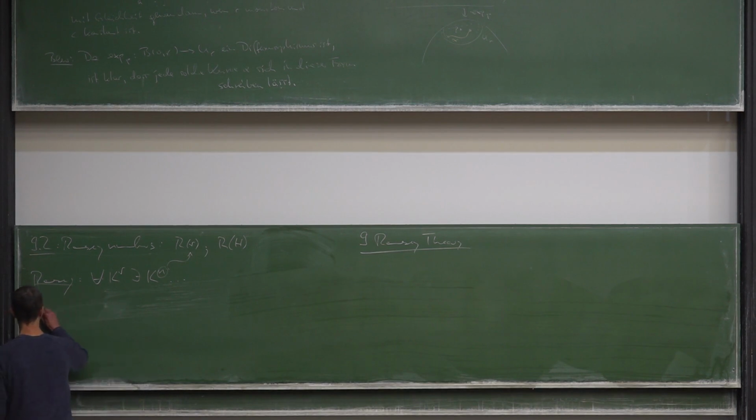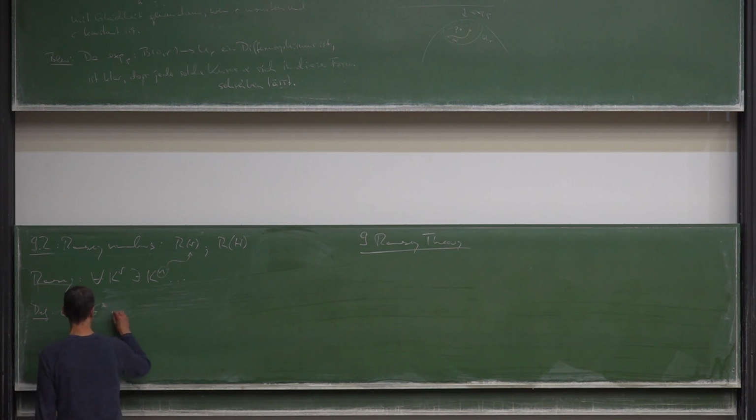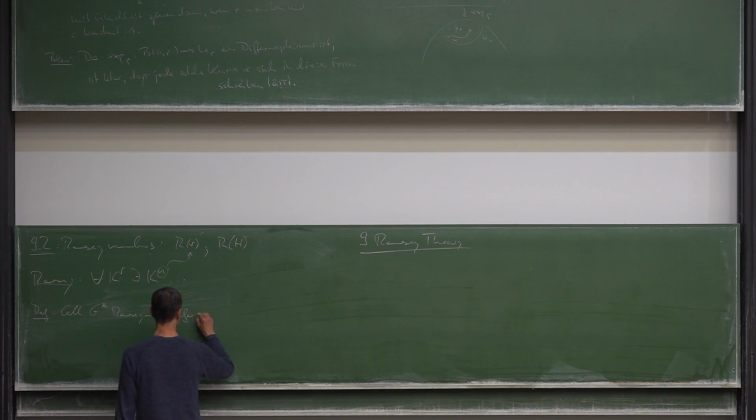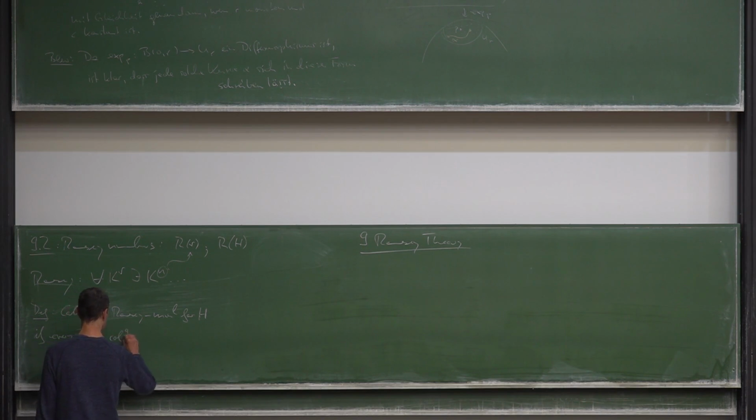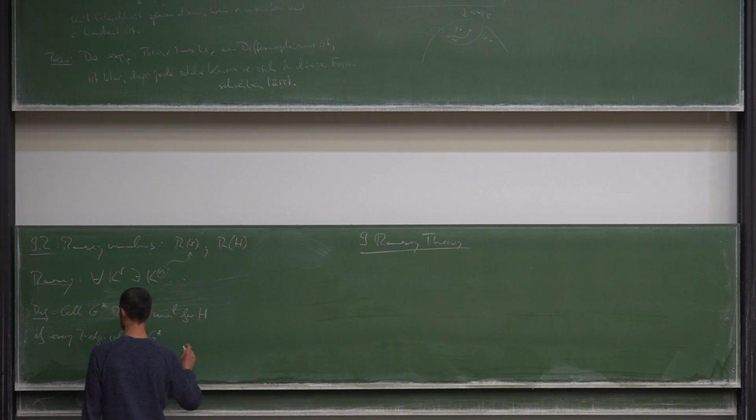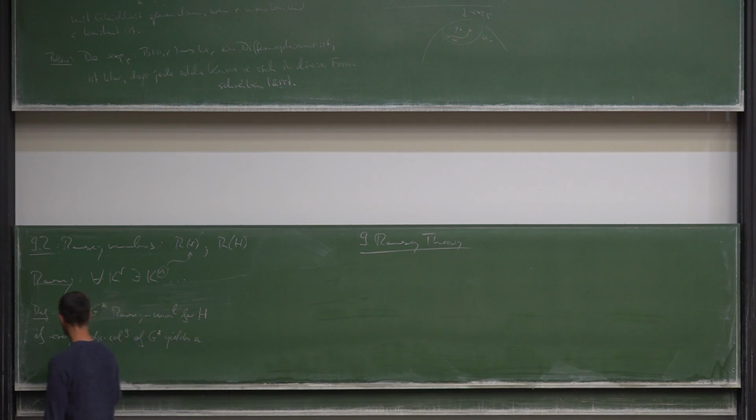So, definition, call G star Ramsey minimal for H if every true edge coloring of G star yields a monochromatic copy of H.